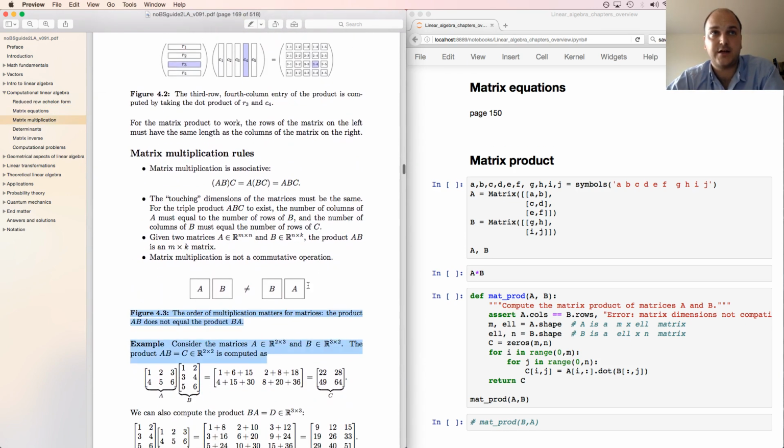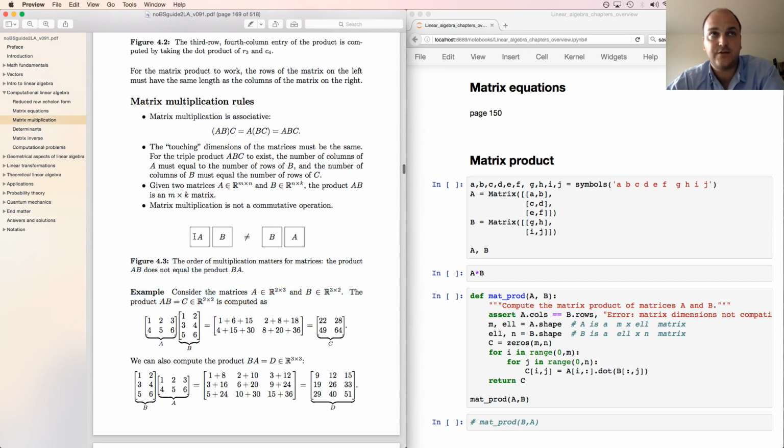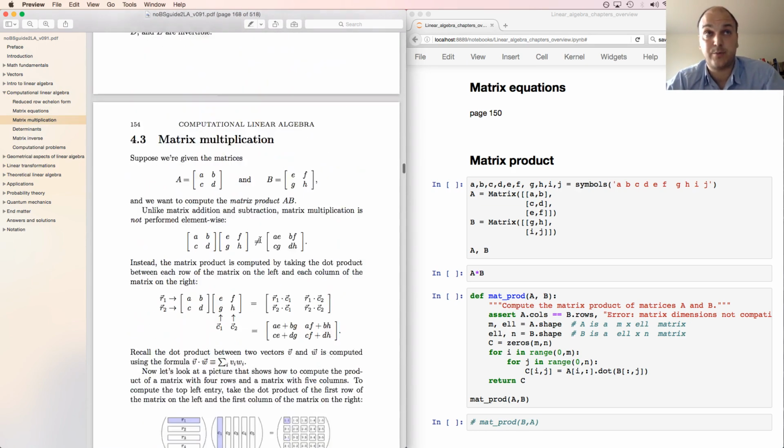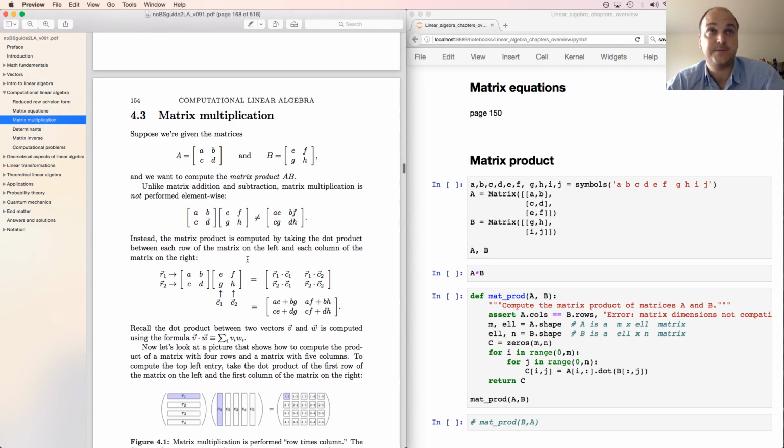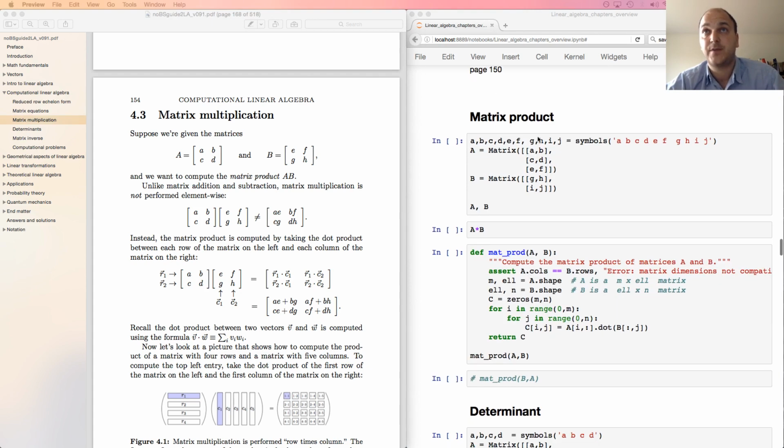A times B is not the same as B times A for matrices. If you can change the order of the operands, the operation is called commutative. Matrix multiplication is not commutative. It's so important that I have two complete sections on that. They describe how matrix multiplication is done. So let's look at that here.